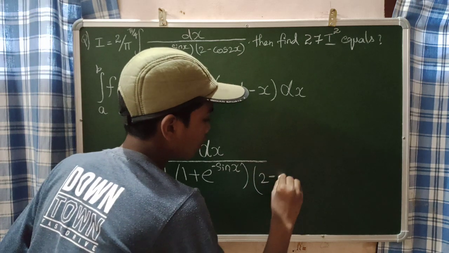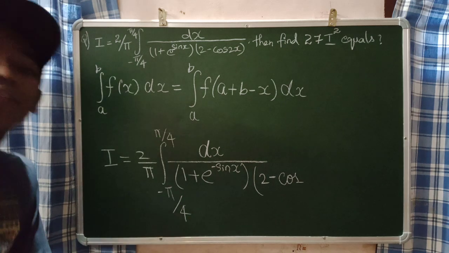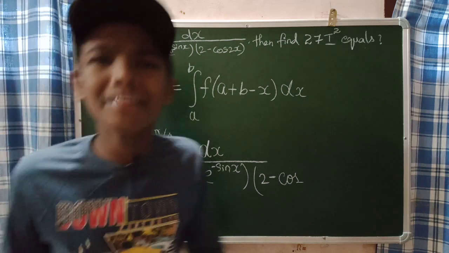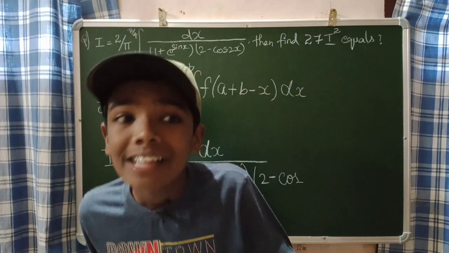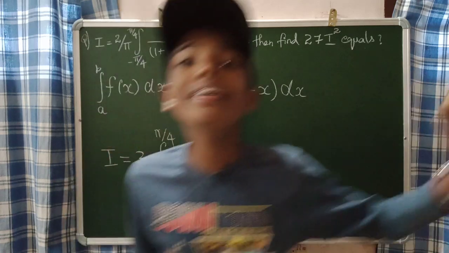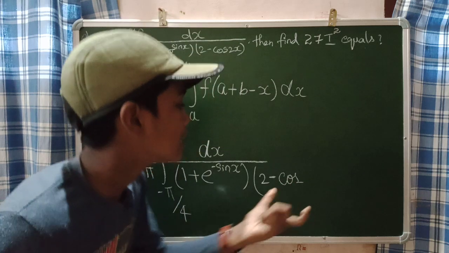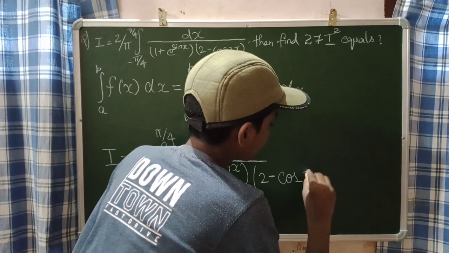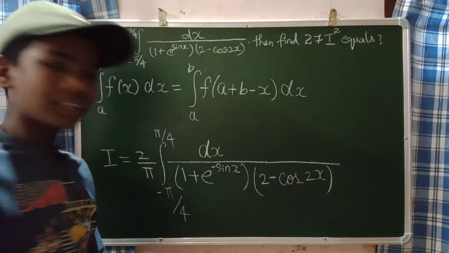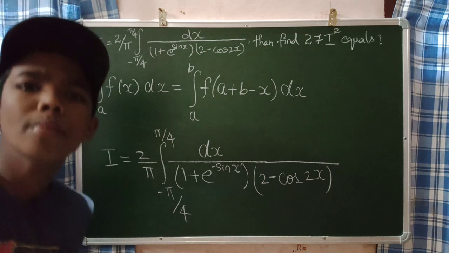Then into 2 minus cos of 2 times minus x. Cos of 2 times minus x is cos of minus 2x, which will be cos 2x only. Why? That's by the trigonometric formula: cos of minus theta is always cos theta. So this would be nothing but cos 2x itself, because cos of minus 2x is cos 2x.